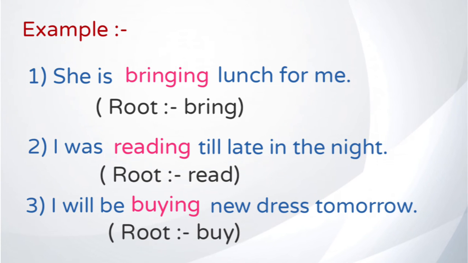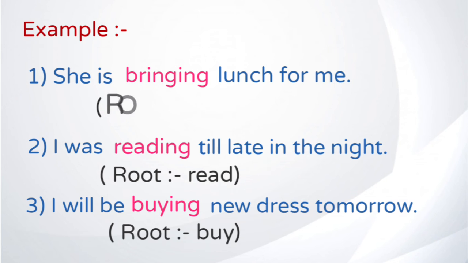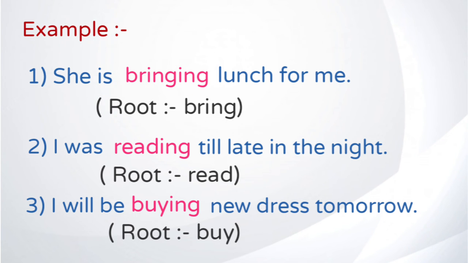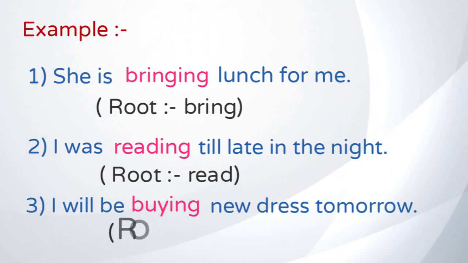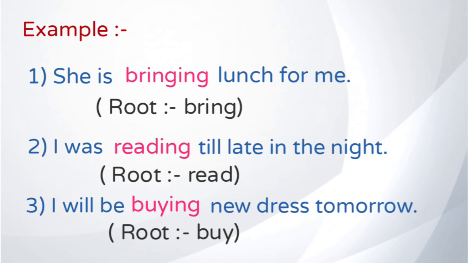For example, first one: she is bringing lunch for me. So here, the root word is bring, it becomes bringing in the present tense. Second example: I was reading till late in the night. Here the root word is read, which became reading for the past tense, was reading. Third example: I will be buying a new dress tomorrow. The root word is buy, it became buying for the future tense, will be buying.